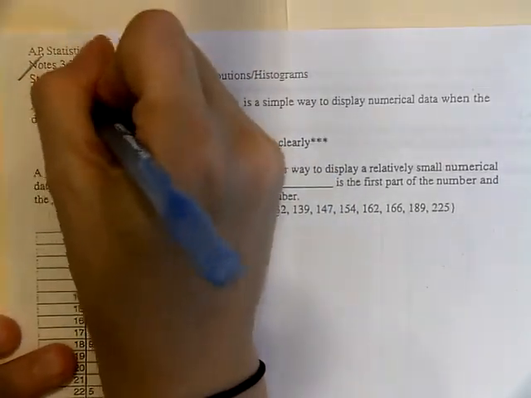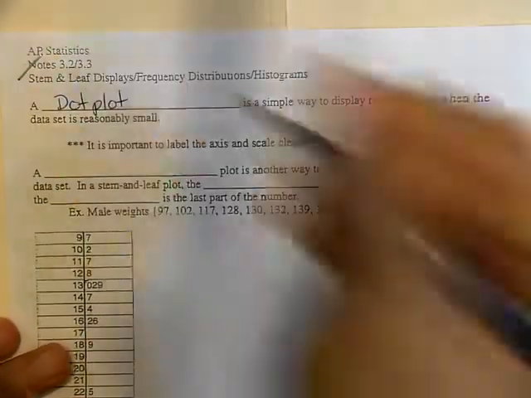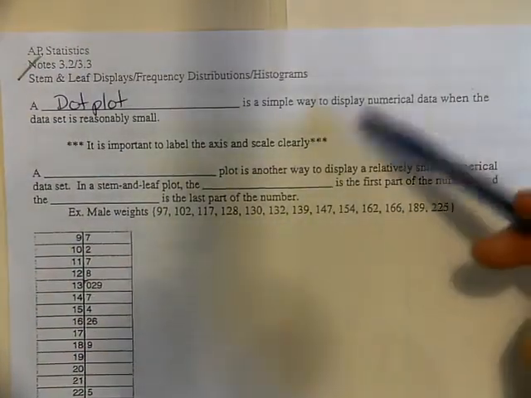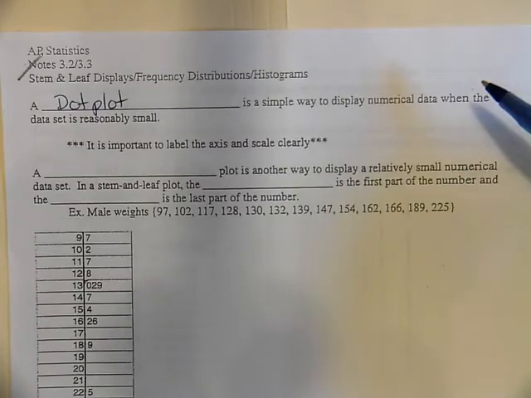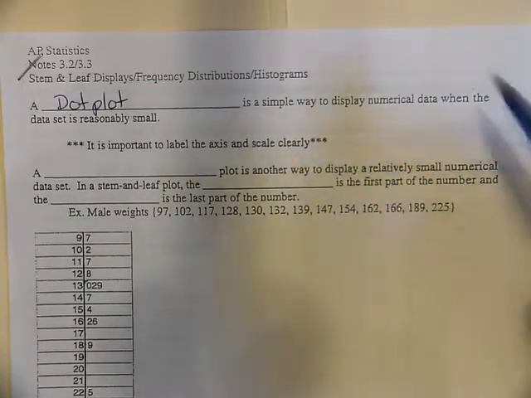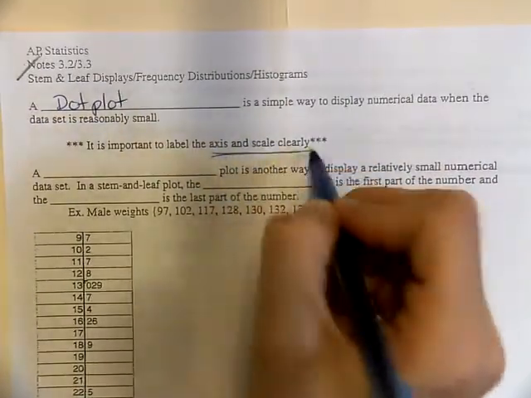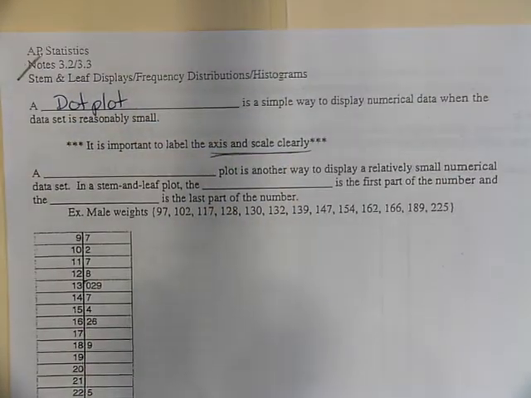So first thing, we sort of did this in chapter 1. I'm not going to go through and do another example, but a dot plot is a simple way to display numerical data when the data sets are reasonably small. Again, just make sure you have labeled the axes and the scale clearly. Like I said, we did one of those in chapter 1, so I'm not going to go through a ton of them. I think you're okay.